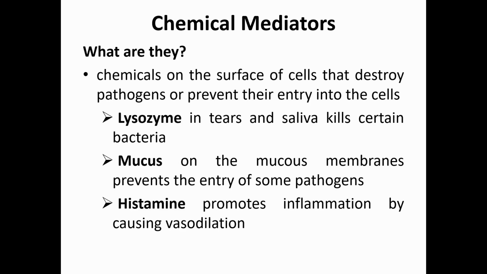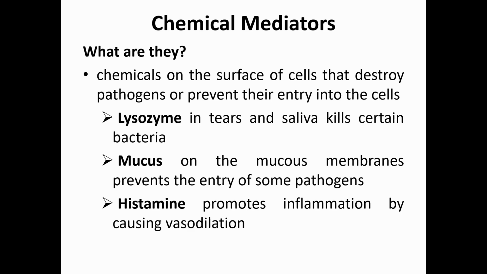Next, you have your chemical mediators. Your chemical mediators are chemicals on the surface of cells that destroy the pathogens to prevent their entry into the cells. We have several examples. First is your lysozyme that is found in tears and saliva. This kills certain bacteria. Next is your mucus. Mucus is found in your mucous membranes, like in your nasal cavity, and prevents the entry of some pathogens by trapping them in the viscous fluid.